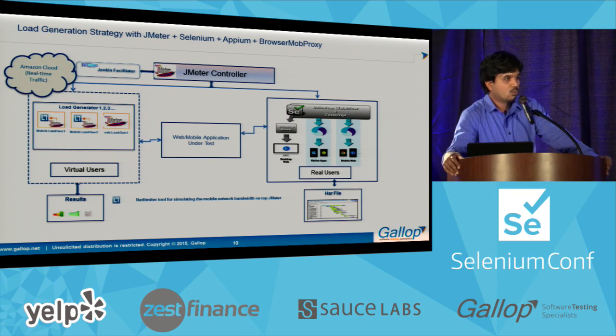Okay, the question is, what is it that I use in JMeter to drive the Selenium WebDriver? So the listener I'm using here is a Bean Shell Sampler.